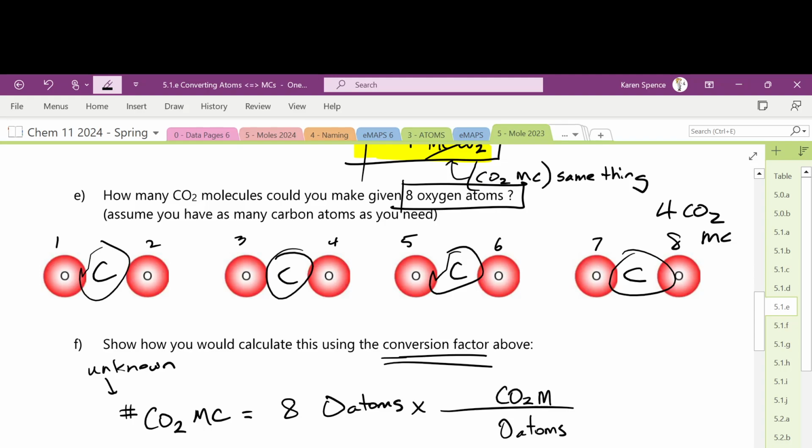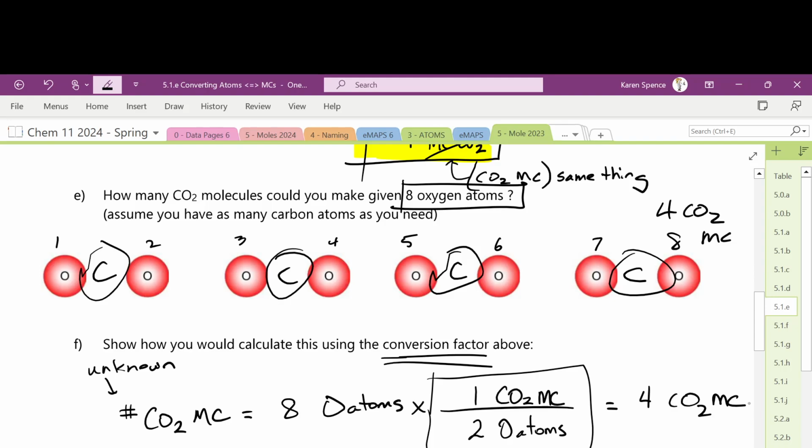CO2 molecules. And just like any other conversion factor, we had 2 over 1. Now we have 1 CO2 over 2. You can flip it upside down. And what do we call this conversion factor here? That's called the particle ratio. So we get 4 CO2 molecules.